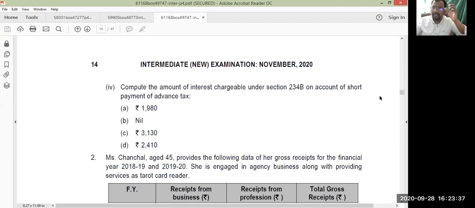1% per month. When it comes to 234B, the interest period starts from the 1st April of the assessment year, ending with the date of actual payment. For every 1 month of delay, 1% is the rate of interest applicable.